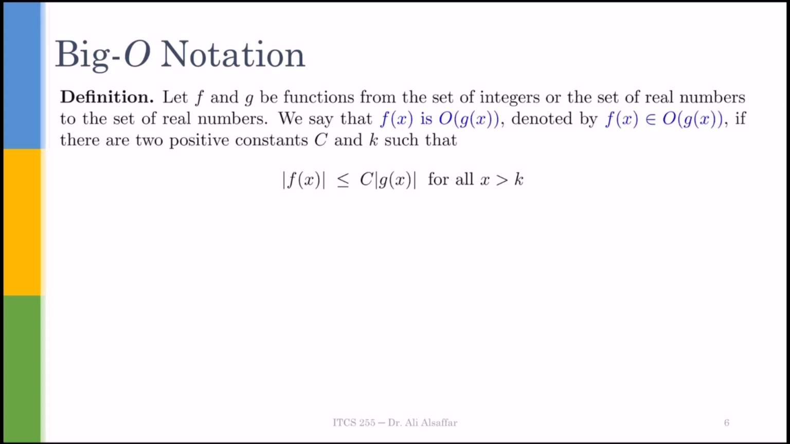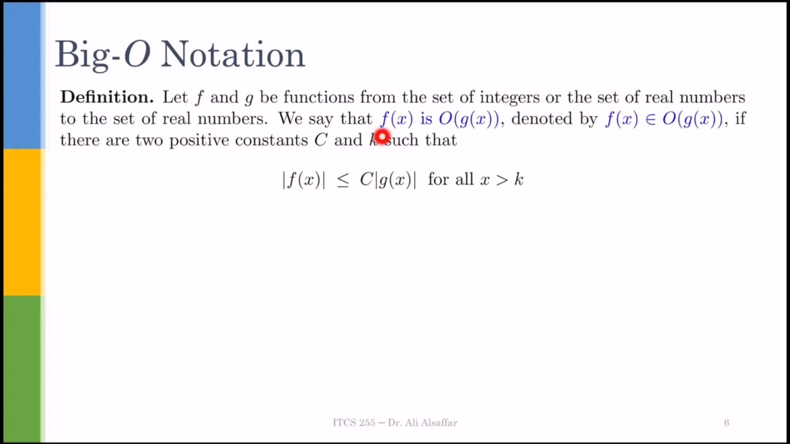We explained the meaning of order before, of any function. Now is the time to define it mathematically. So we call it big O, that stands for order. It says, suppose you have two functions, f and g, both of them from the set of integers or real numbers to the set of real numbers.